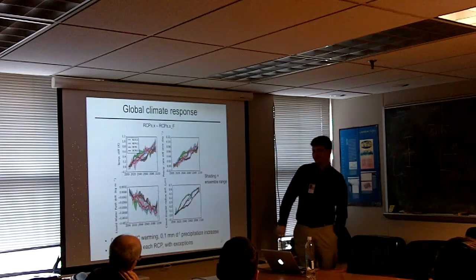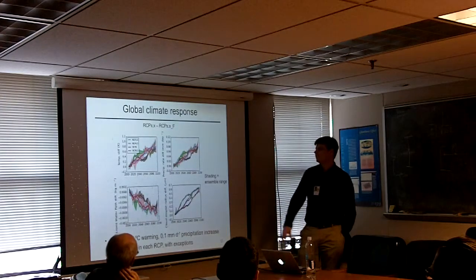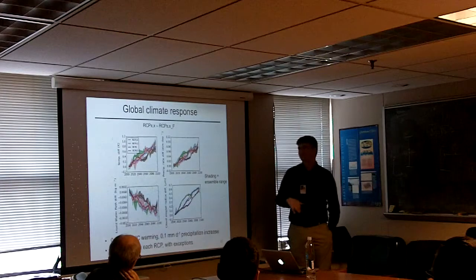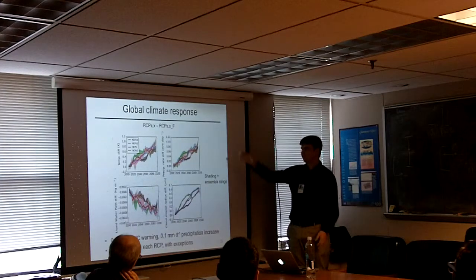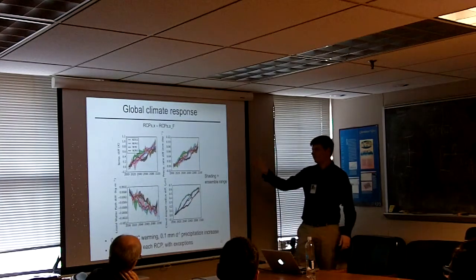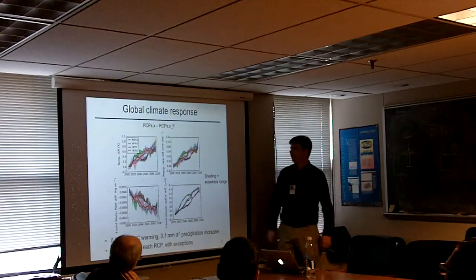Okay, and so now we can look at the global climate response from these decreasing aerosols. Again, just as a reminder, this is the differences between the aerosol RCP projections, which are just decreasing as expected, and then the fixed emissions. This causes an increase in temperature globally of about 0.7 to 1 degrees Celsius, as is shown here.